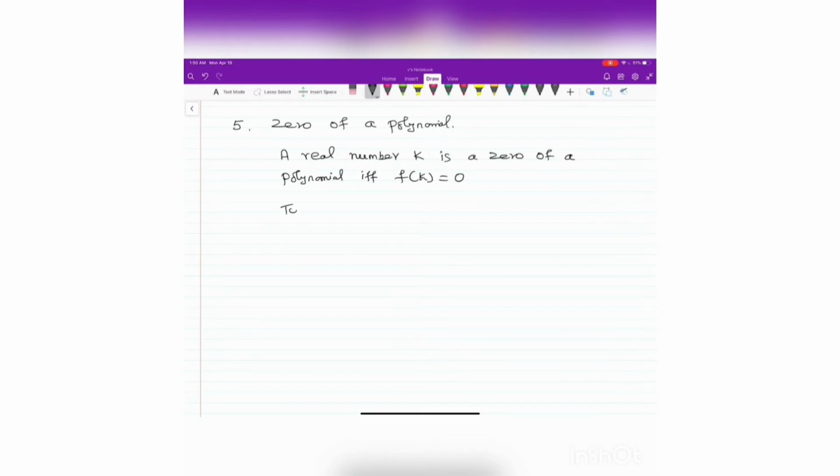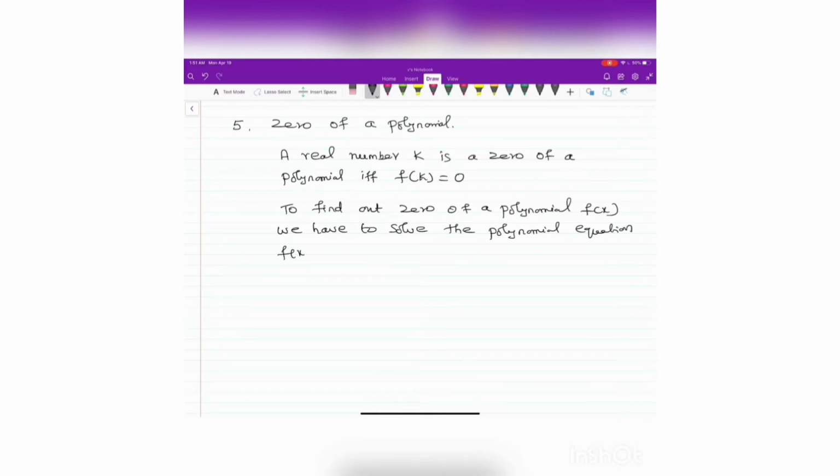Or in other words, to find out the zero of a polynomial f of x, we have to solve the polynomial equation f of x equal to 0. That's all. Now, let me give you one example.